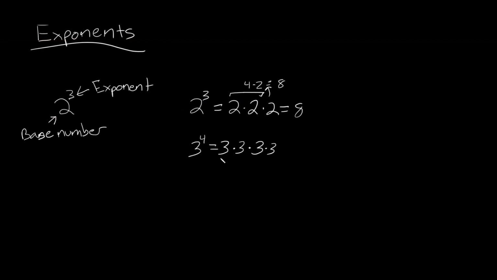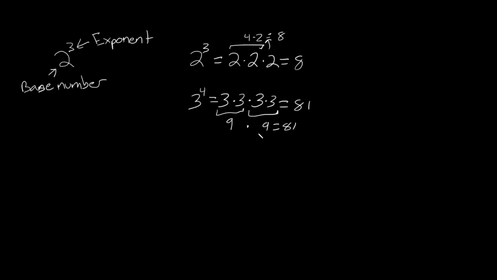And then we could see here 3 times 3 is 9. 3 times 3 is 9. And then we can multiply these, and then that would be 81. So 3 to the 4th power is 81.